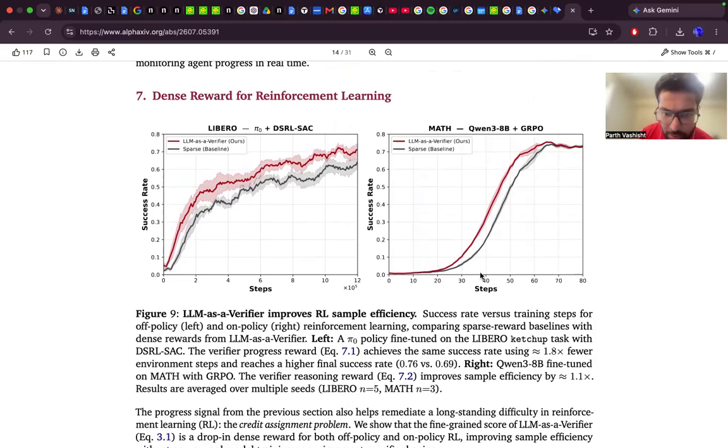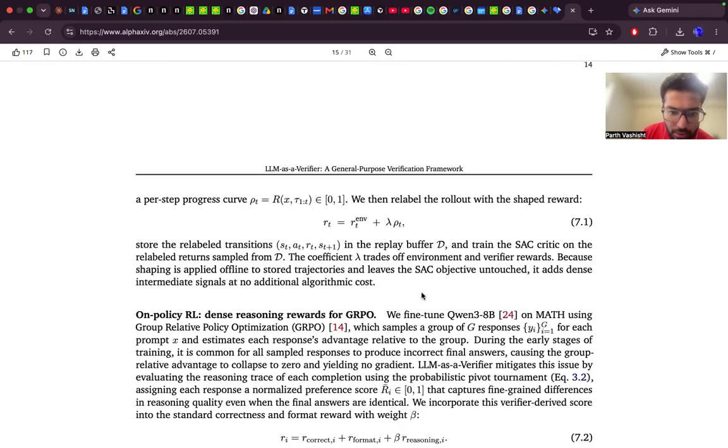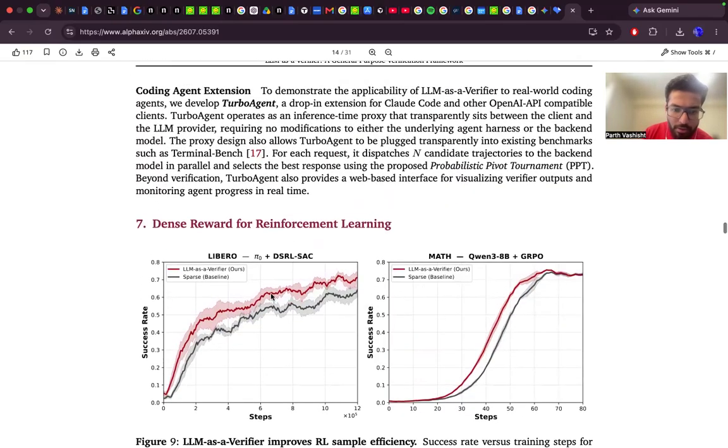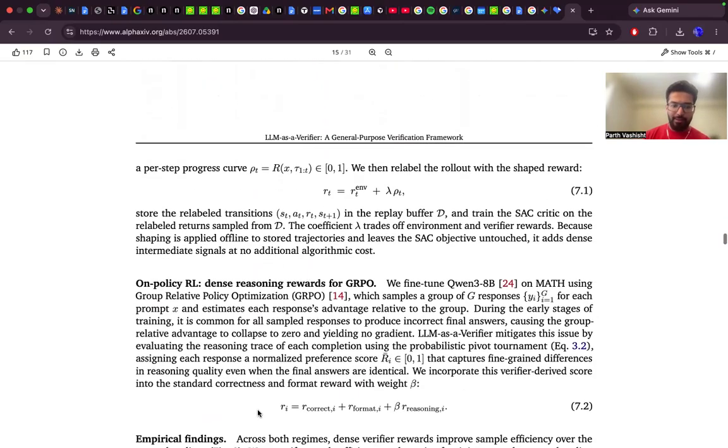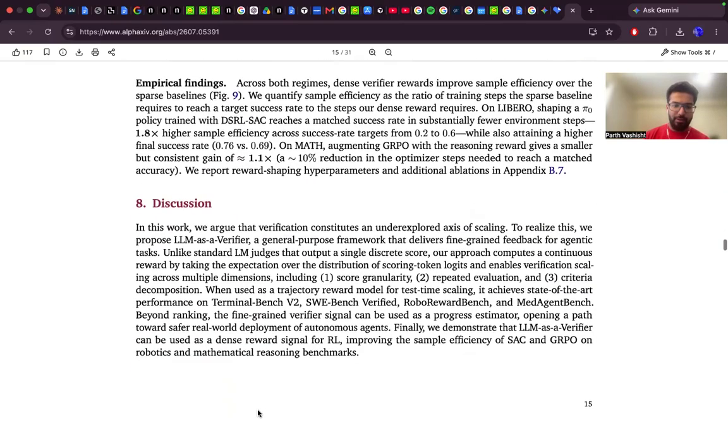Okay, so this is the number of steps. It's still better because you can see it earlier, but then it sort of converges in success rate. So yeah, it converges. Makes sense. Makes sense, buddy. Makes very much sense.